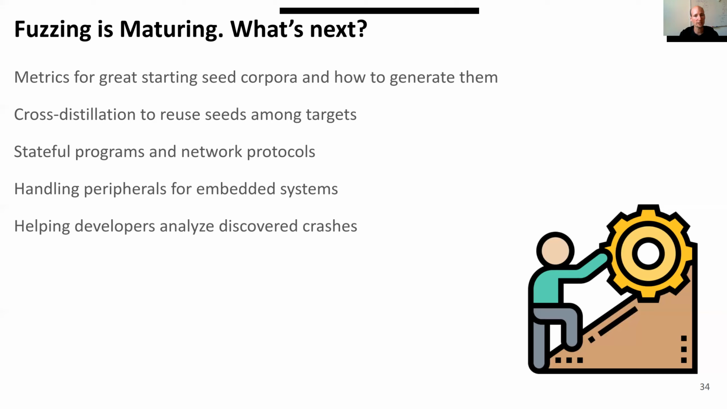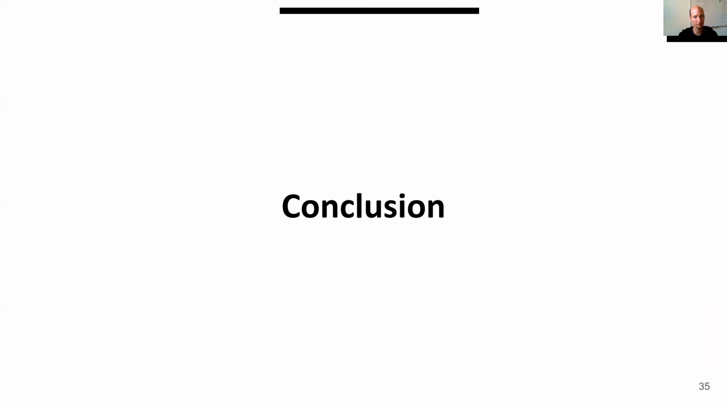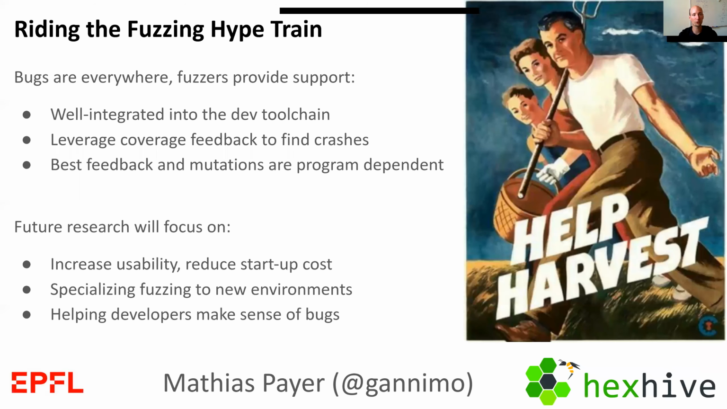These are a couple of ideas for you to think about, and I would be happy to discuss them as we go to the Q&A session, or if you have ideas. We are always open for collaboration and working with many of you great folks. Let me conclude. I've talked about fuzzing for 40-ish minutes. I hope that this was interesting for you, and I hope you will be joining us riding the fuzzing hype train and help us harvest many of these vulnerabilities that are out there.